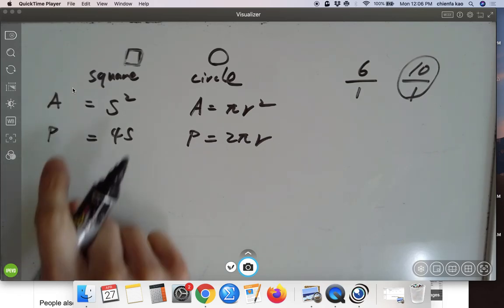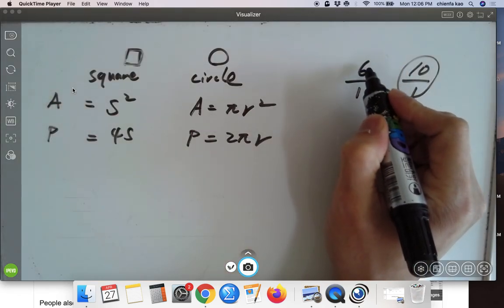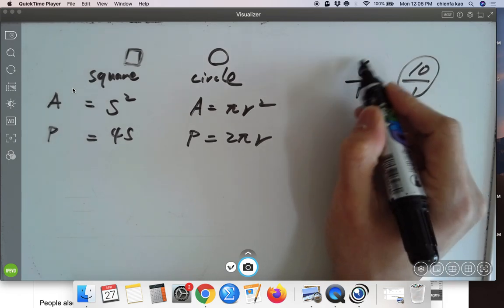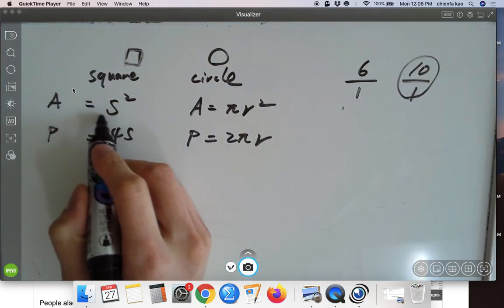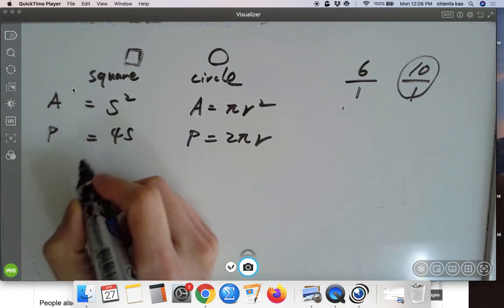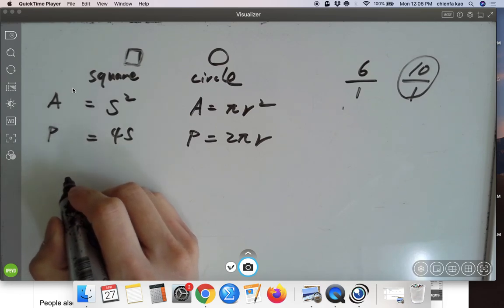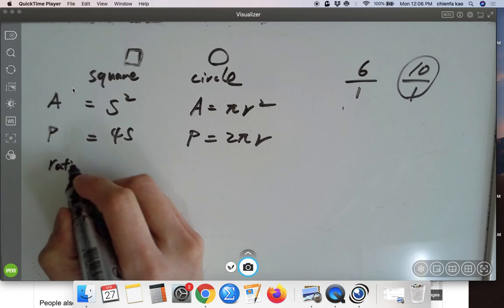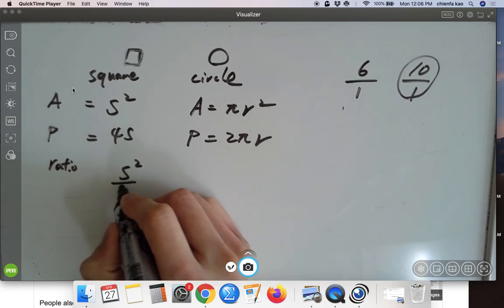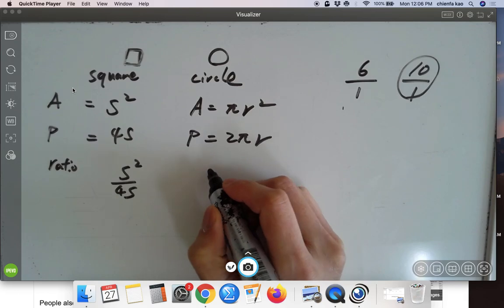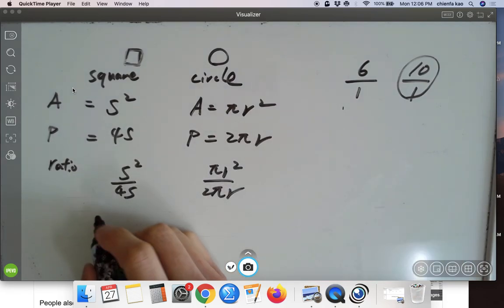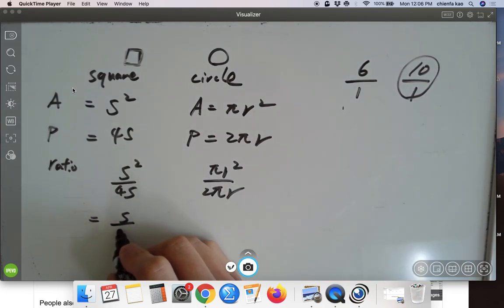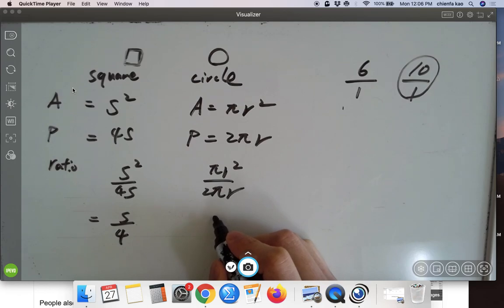Okay, so if we use 6 pieces of candy that required $1, we can do that. This is the area that required this amount of fencing. So we can do the ratio, or whatever we want to call it. So it'll be s squared over 4s. And then for this one, it will be pi r squared over 2 pi r. Let's simplify. You get s over 4. And then in this one, you get r over 2.